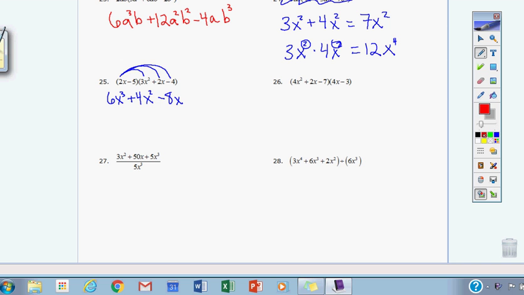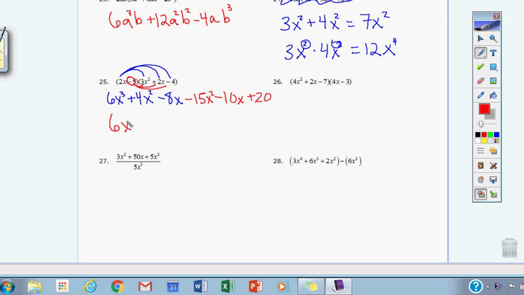And then this is a great problem to make sure you're, again, bringing through the negative 5 to everything, not just the 5. So that would be negative 15x squared. Negative 5 times negative 2x is a negative 10x. Negative 5 times a negative 4 is a positive 20. Bring that negative through. So now we just combine all the like terms.